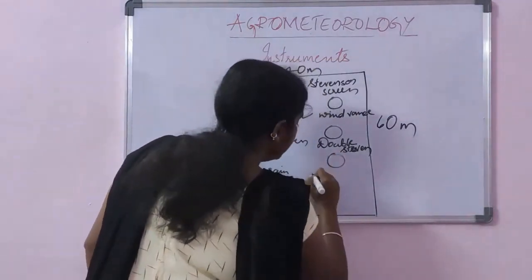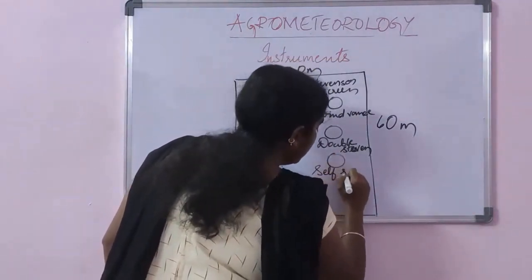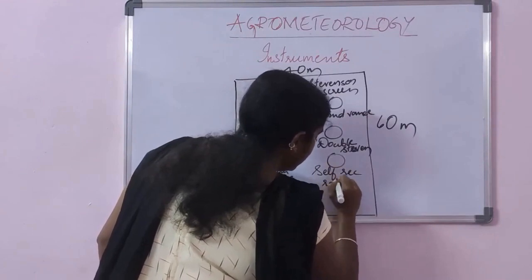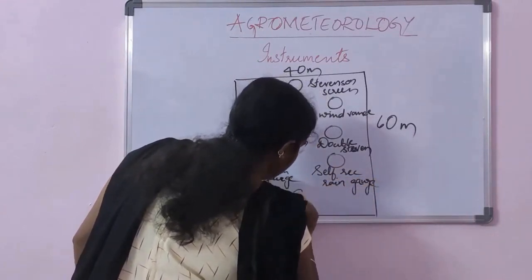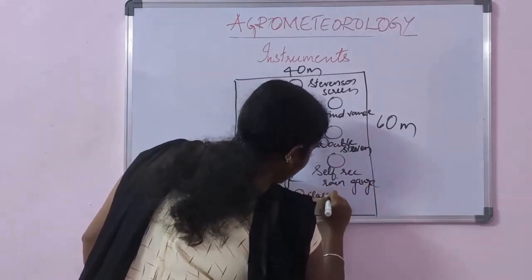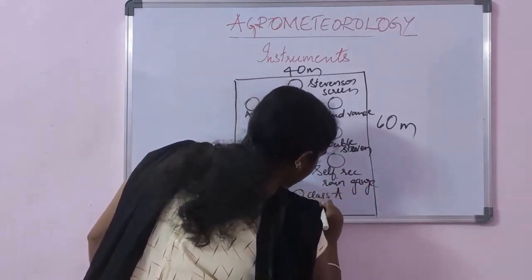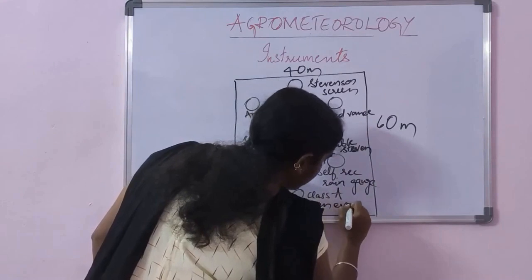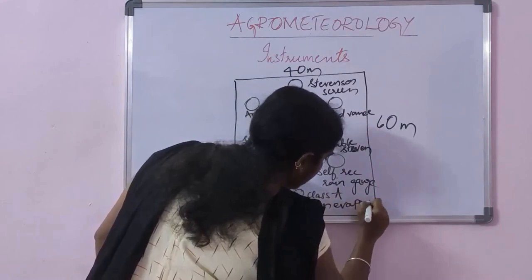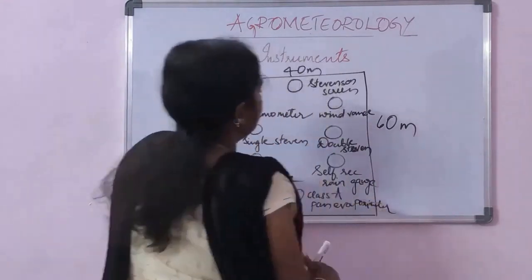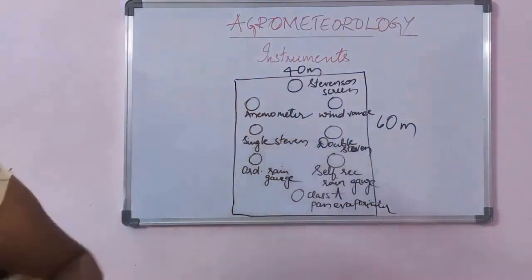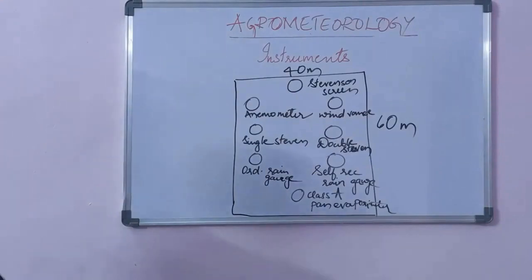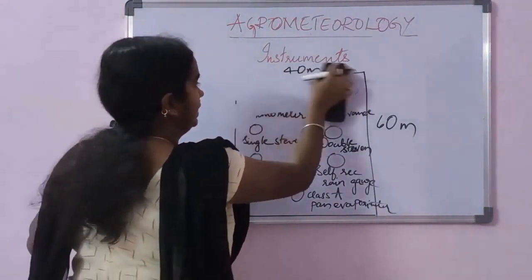And on the right, the self-recording rain gauge. And at the last, we have the class A pan evaporimeter. So this is the basic design of an observatory. Now let us learn about the different instruments accordingly.